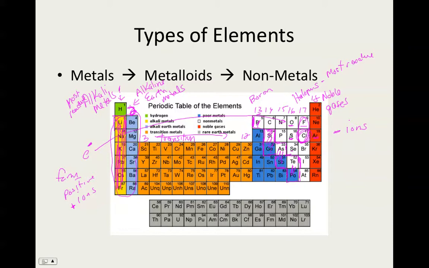So basically, some of this is a review. The main point is, there's three types of elements on this periodic table: metals, metalloids, and nonmetals. Metals have very distinct characteristics compared to nonmetals. Nonmetals have very distinct characteristics to themselves, so they're almost like at opposite ends of the spectrum. And then in the middle, you have metalloids, which kind of share the traits of both metals and nonmetals.